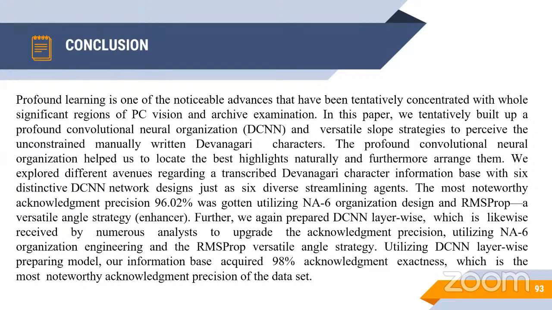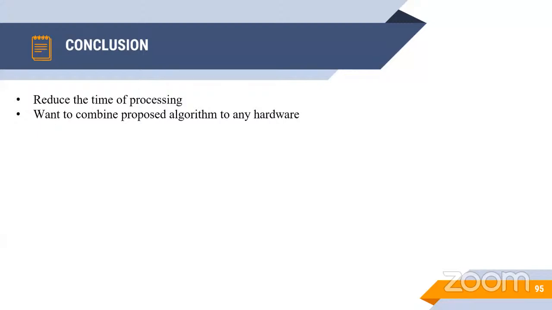The most noteworthy recognition precision is 96.02%, using the NA6 network with RMSprop and the DCNN algorithm. With the NA6 and the layer-wise training model, the total accuracy obtained is 98%. That is comparatively the highest accuracy of Hindi OCR in the previous seven years, the most noteworthy recognition precision on the data set. In the future, I will add the processing time and combine the proposed algorithm with hardware.